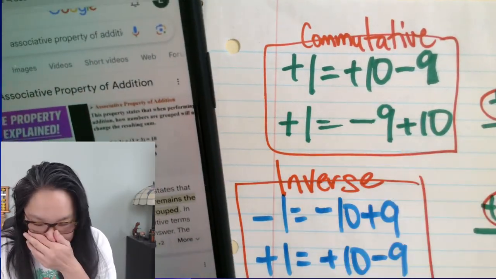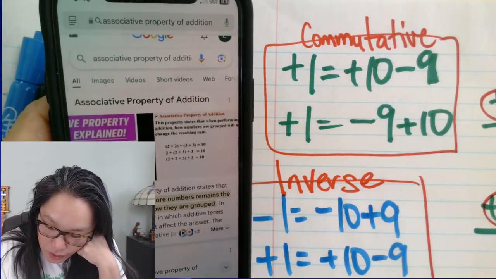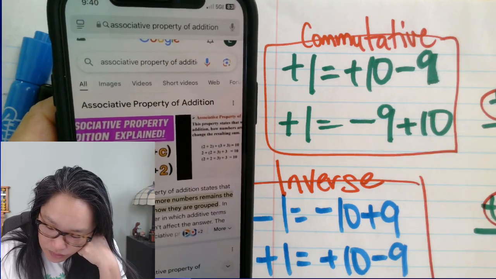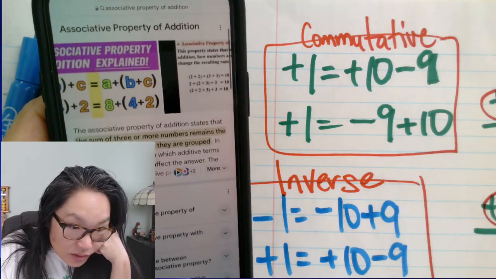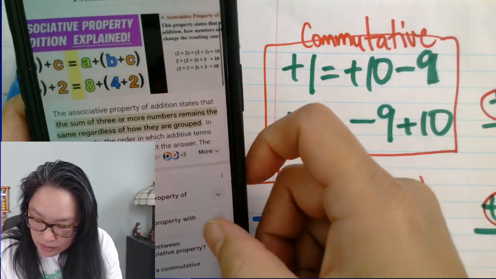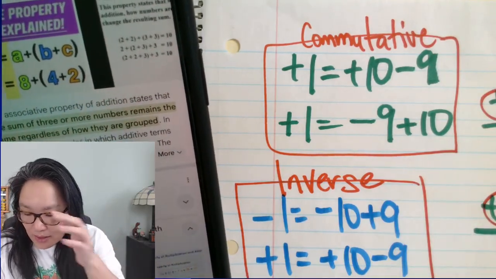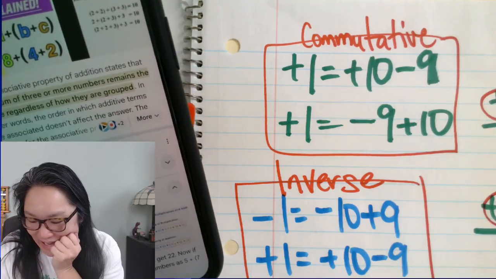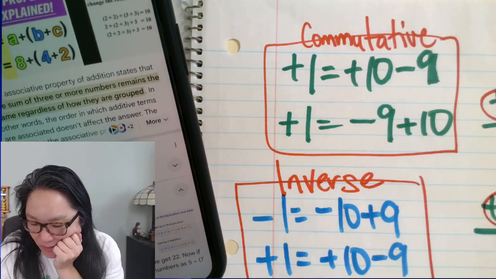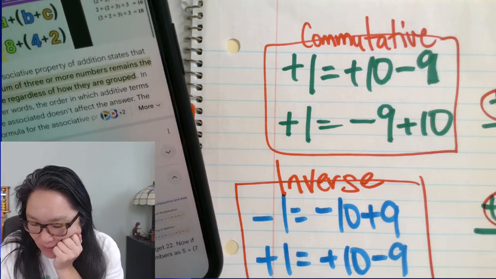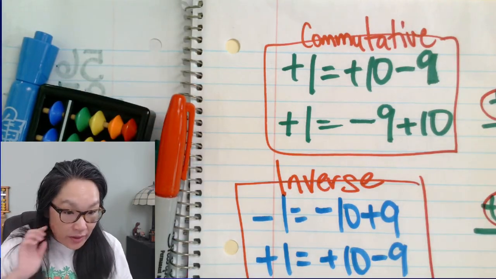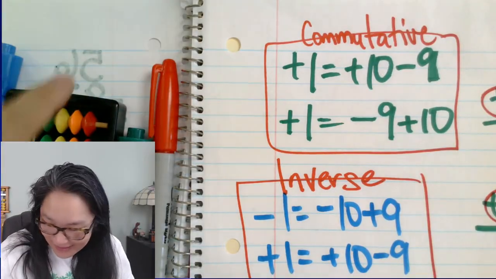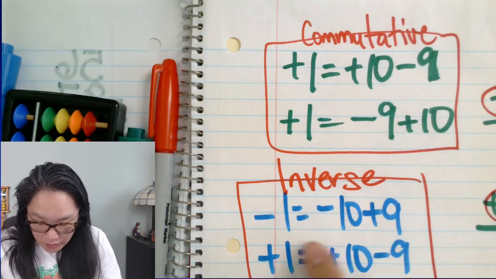So this is commutative. Associative means that the sum of 3 numbers or more remains the same regardless of grouping. No matter how we add the numbers, 7 plus 9 plus 10, we get 22. If we change the grouping, we still get 22. So then it's not associative. What it would be is commutative. I guess I was using associative wrong. So that would be the inverse.